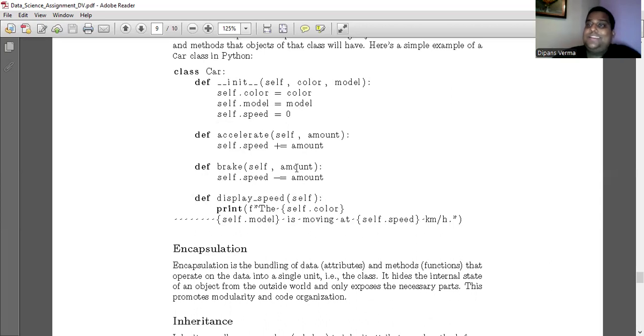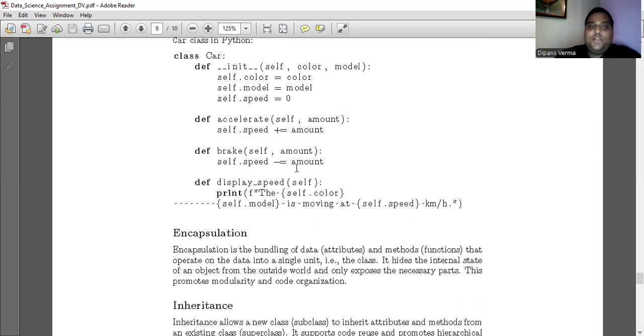So either you can increase the accelerator or decrease the accelerator, right? If you increase the accelerator, the speed increases, and for the brake you can use minus equal to. Coming to the display speed, again we can check the speed, which is in kilometers per hour. So we can check the speed by taking the color and model, and clearly display at what speed it is moving.